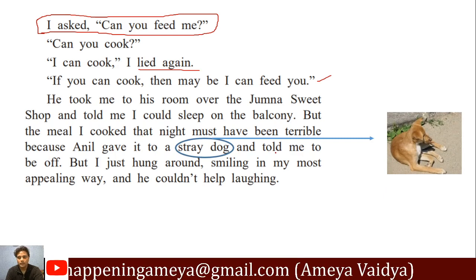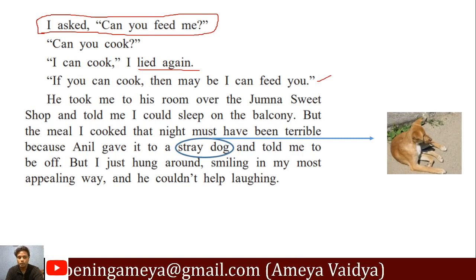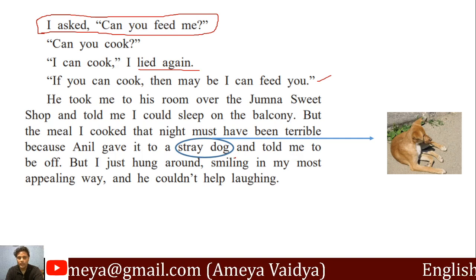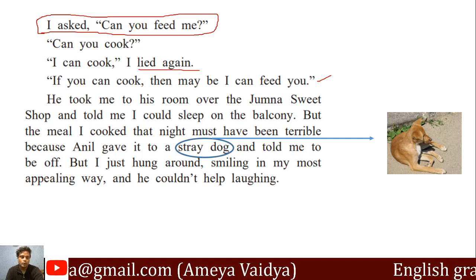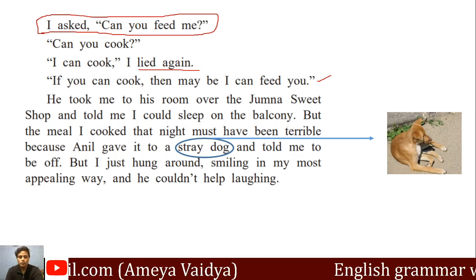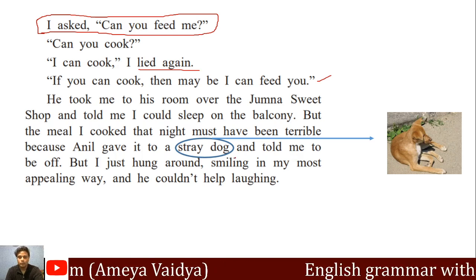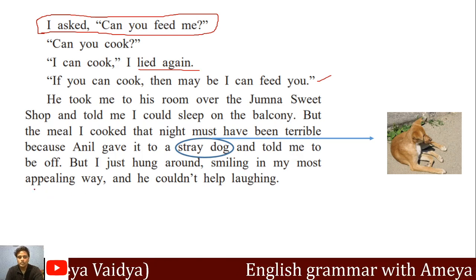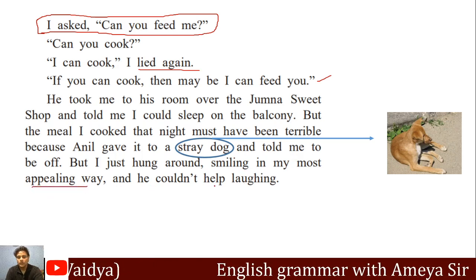Now, a stray dog is a dog that is homeless and stays on the street. So he gave the food to the stray dog, and that made the 15-year-old boy, the thief, think maybe the food was of that bad quality. He gave it to a street dog. But I just hung around smiling in my most appealing way and he couldn't help laughing.